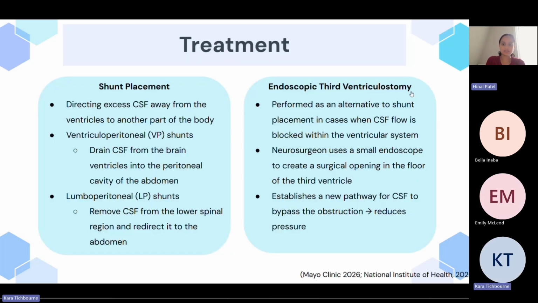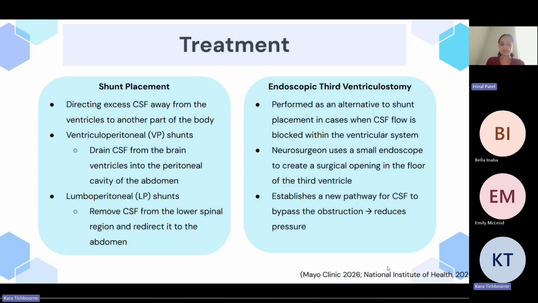So for hydrocephalus, there are two main types of treatment, starting with the shunt placement, which is most commonly done. A shunt placement directs excess CSF away from the ventricles to another part of the body. The first type of shunt placement is called a VP shunt placement, and its job is to drain the CSF from the ventricles in the brain into the peritoneal cavity in the abdomen. The second type of shunt placement is called an LP shunt, and its job is to remove the CSF from the lower spine and redirect it to the abdomen.